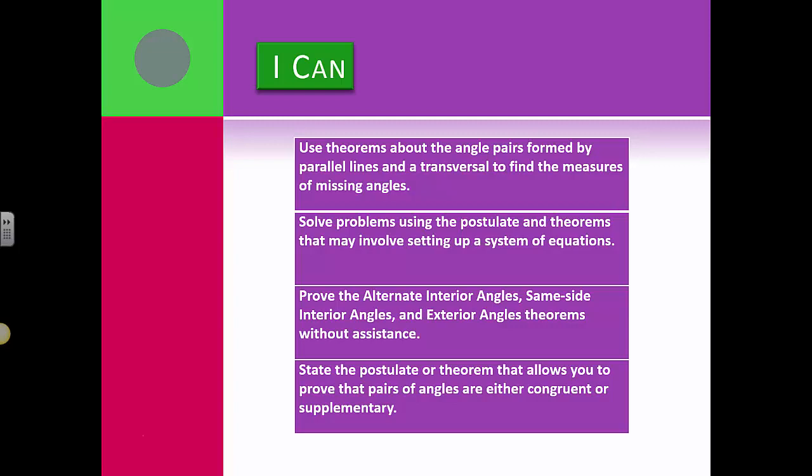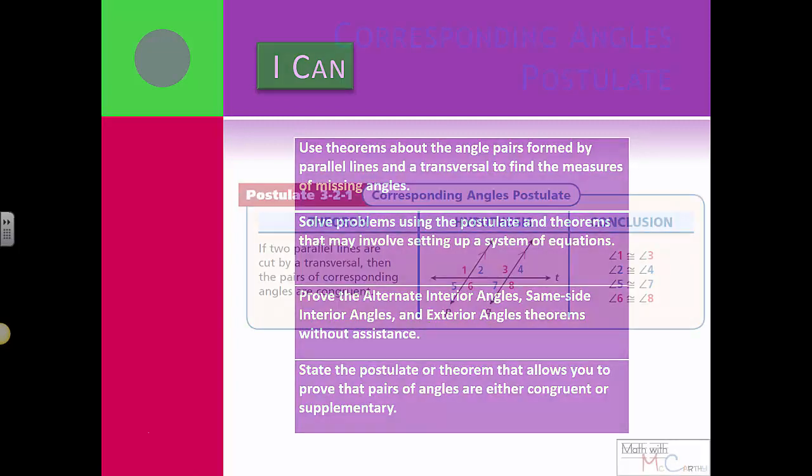Prove these theorems, the alternate interior angles, same side interior angles, same side exterior, and alternate exterior angle theorems. The word alternate should be in there. Without assistance, and then state the postulate or theorem that allows you to prove that angles are congruent or supplementary. So let's take a look at the one postulate and 3 important theorems in this section.